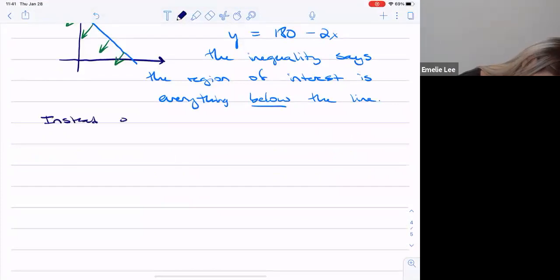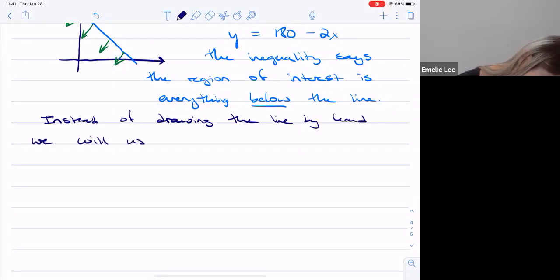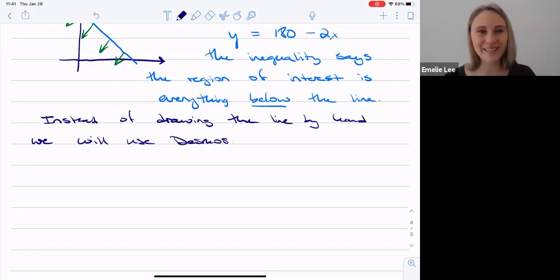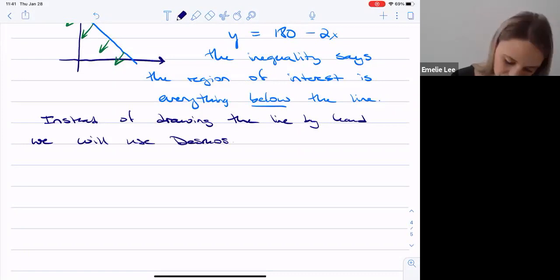Instead of drawing the line by hand, we will use Desmos to draw the restrictions.